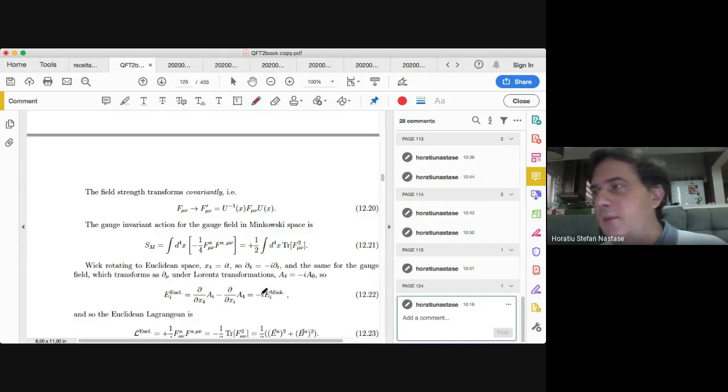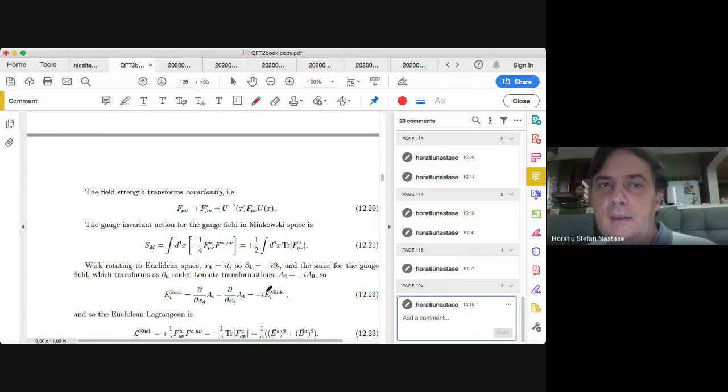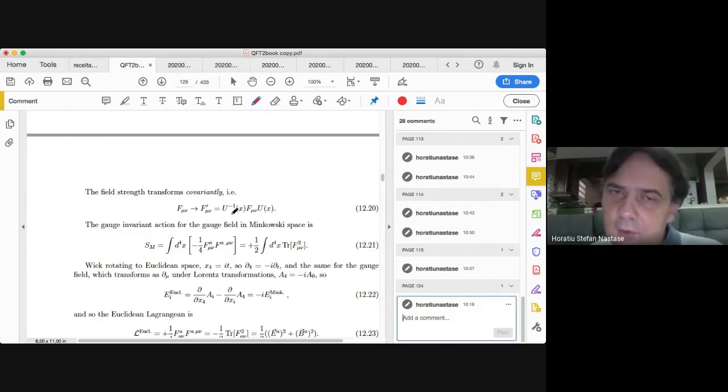Now, the field strength in Maxwell theory is something that's invariant and therefore observable. In the Yang-Mills case, that is not the case. The field strength transforms so-called covariantly, meaning with U^-1 to the left and with U to the right. You see that if U is abelian, if it's a number, then it cancels. That's the case of Maxwell. But in the case of Yang-Mills, it doesn't. It transforms.